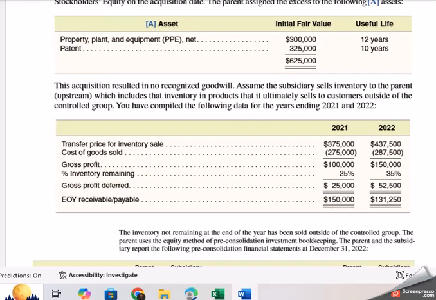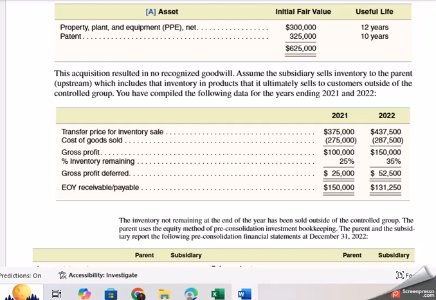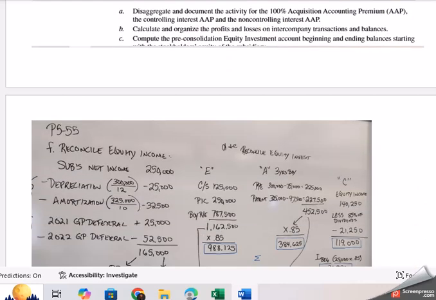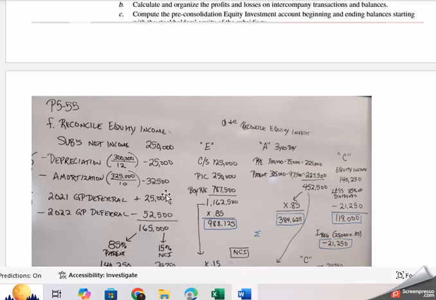Okay, then I look through my inventory adjustments. So I have gross profit that was at the end of last year, $25,000, that I get to recognize this year. And then I have 52,500 that I have to defer until next year. So I'm going to add the 25,000 because I get to record that now. It gets to be recognized. And then I'm going to subtract the 52,500 because it's not yet sold. It's in my ending inventory.